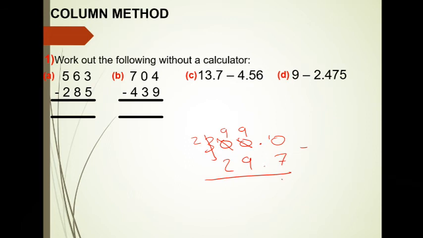Now 7 from 10 is 3. Bring down your decimal point. 9 from 9 is nothing. 2 from 9 is 7. And if I put nothing there, nothing from 2 is 2. So you can see by doing those steps, cascading the numbers down, it makes the rest of the work straightforward. Now that you've seen that, go through the examples, so pause now and come back to me when you're finished.